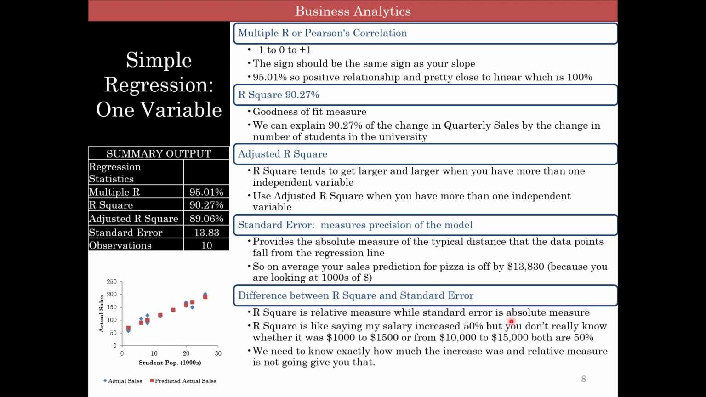And the difference between R squared and standard error is R squared is a relative measure, right? Whereas standard error is an absolute measure. So R squared is like saying my salary increases by 50%. That 50% could be from 1,000 to 1,500, or from 10,000 to 15,000. Here it's increasing by 500, here it's increasing by 5,000. Both are a 50% increase. So you need to know how much actually.